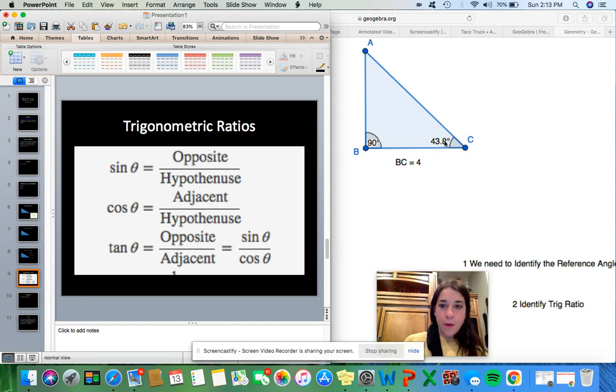So we identify this as the reference angle, so then we're going to have to identify what trig ratio we need to use. So we have this angle and a side, and we need to find AC. If you know you have this angle and this side, you have the adjacent side, and you need to find the hypotenuse, so you will use cosine.